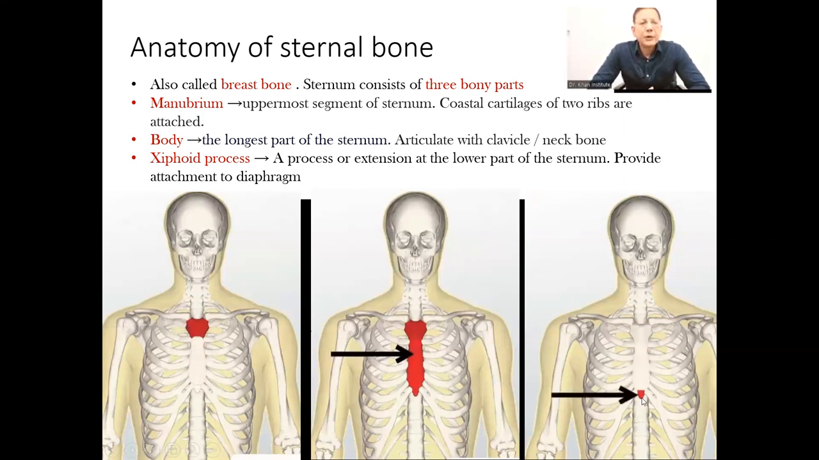Now this small tail-like portion is called the xiphoid process, which is the smallest and the lowest part of the sternum. It is actually a cartilaginous portion. In some cases, it ossifies into bone with progressive age, but in other cases, it can remain cartilaginous in other individuals. The xiphoid process serves as an attachment site for some of the abdominal muscles and the diaphragm.